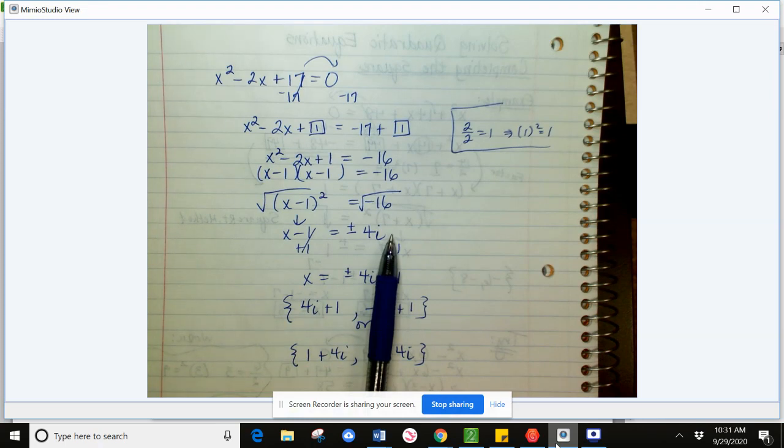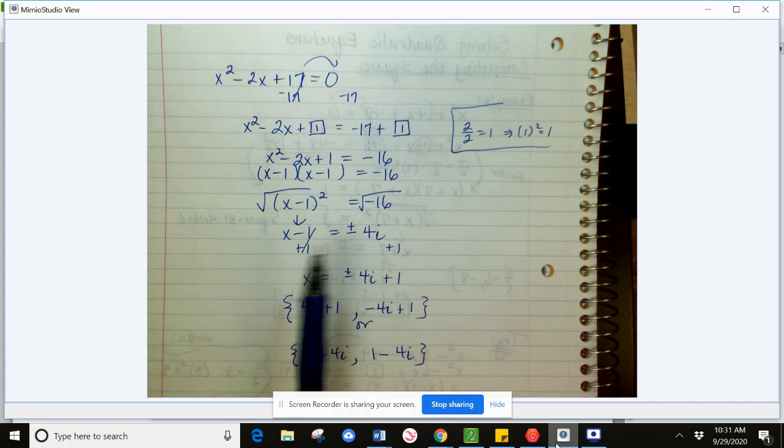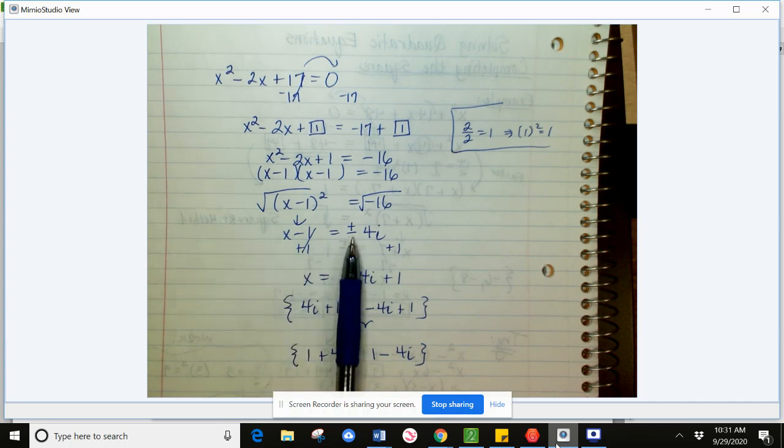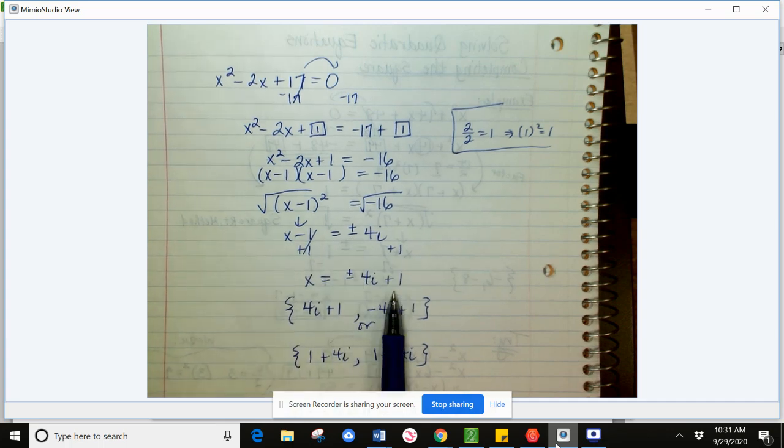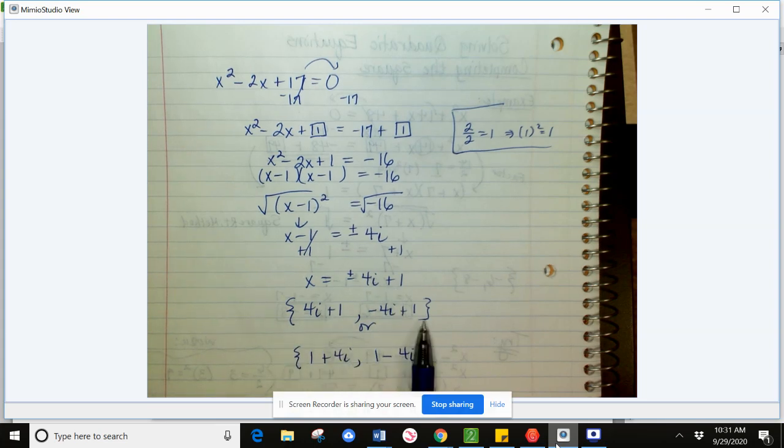All right? Then when you get to this step, remember it's a plus or minus, move your 1 over, and then here is what your answer would look like with those two answers kind of intertwined. If you want to unpack those, it would look like 4i plus 1 and a negative 4i plus 1. Or some of you like to write it in standard form, which means the real number's first and then the imaginary number is second, and that's fine. So either way, that's what it would look like.